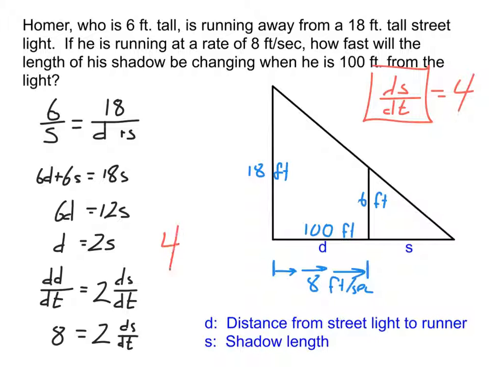Specifically, 4 feet squared per second. Oh, feet per second. Because remember, we looked to see what the top is measured in. s is measured in feet. The bottom was measured in seconds. So feet per second. That's our final answer. We're done there.